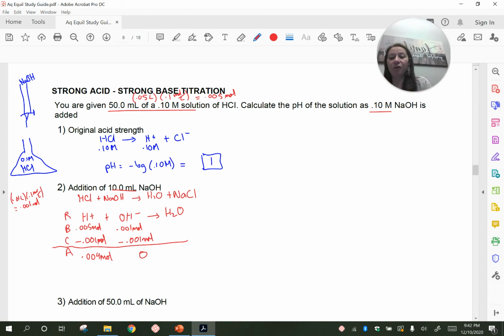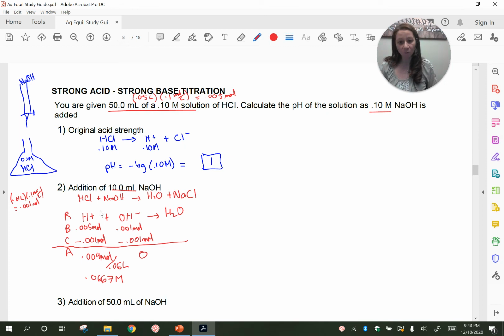So my total volume, I have 50 mLs of HCl and I have 10 mLs of NaOH. So that's a total of 0.06 liters, which is 60 mLs. And so that is 0.0667 molar. So now to find your pH, you look to see what kind of substance do you have left.